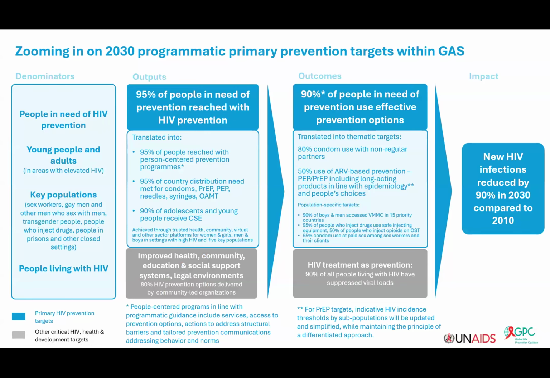The targets follow a cascade logic with a denominator, which is people in need of prevention in these regions, primarily, of course, key populations. 95% of the population in need actually being reached is the coverage target. And then if 95% of the people in need of prevention actually use prevention, this turns into 90% of all people in need of prevention using prevention options, similar to the treatment cascade.